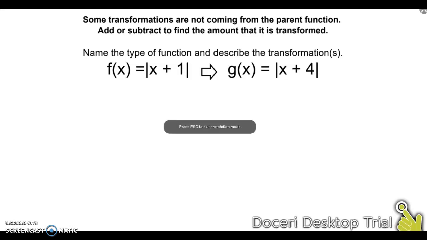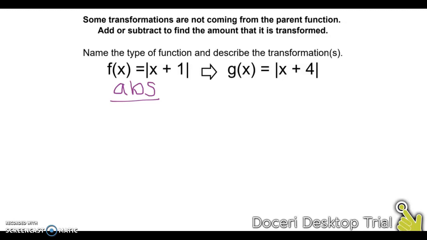Okay, so this is part 2 of our transformations of functions. Some transformations aren't coming from the parent function. So what you're looking at is not from the original function, the basic function. You have to look at where you are coming from and not from the parent function. We know by looking at this that it is an absolute value function. Those lines tell us absolute value function.